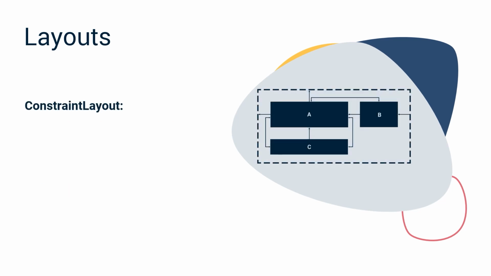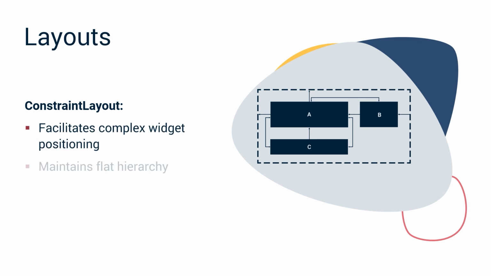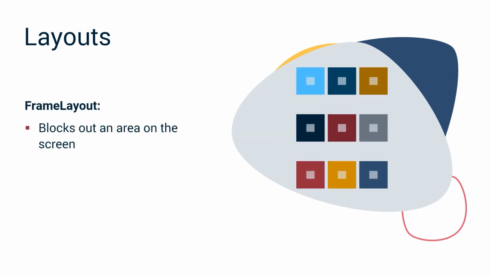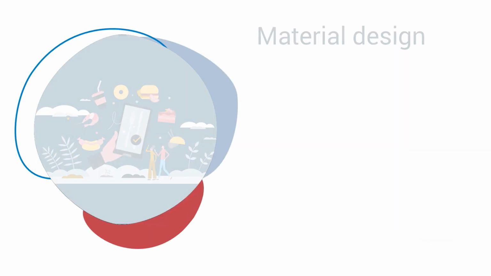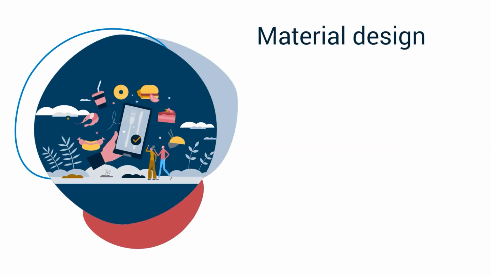The constraint layout is an advanced layout that facilitates complex positioning and sizing of widgets. It maintains a flat hierarchy and improves performance. Finally, the frame layout blocks out an area on the screen and displays a single item. In this type of layout, the child views are available in stacks, and the last added view appears on the top.